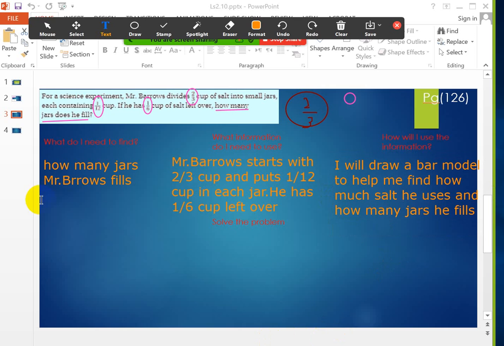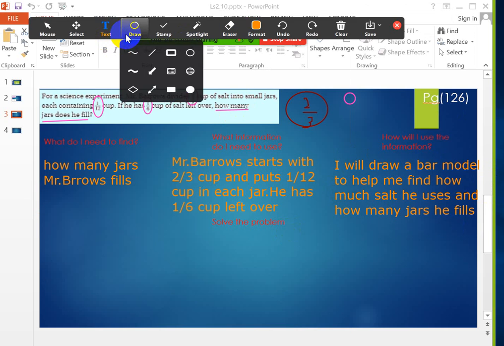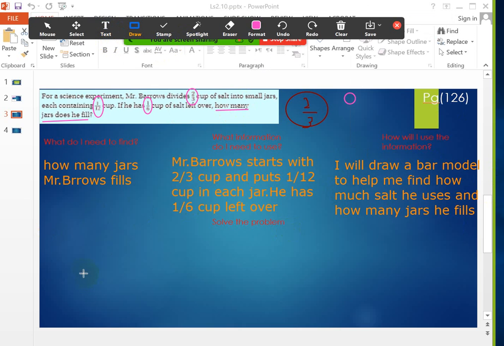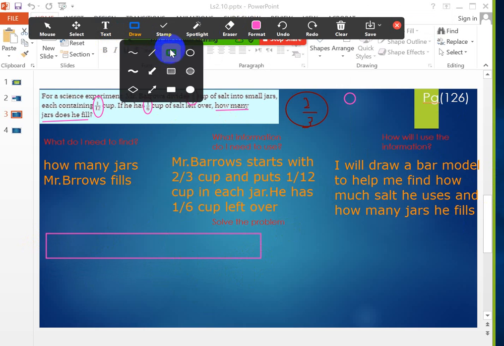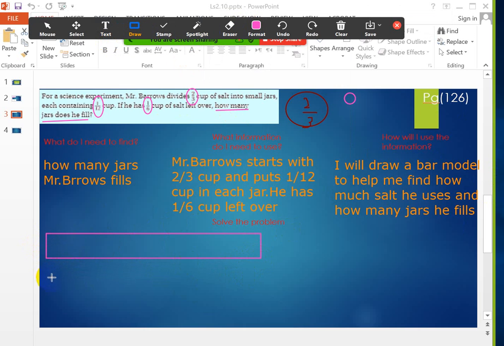This is the first step, how to read the problem. The second step, how to solve the problem. To solve the problem, I have to draw a model. As I said, I will draw a model here. The model that I will use is a bar model or fraction strip. Let's draw the model. Focus with me because I will repeat the same steps, okay?